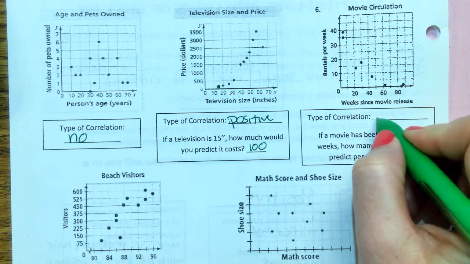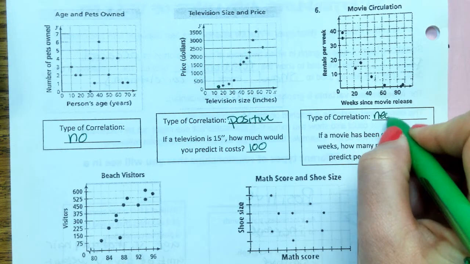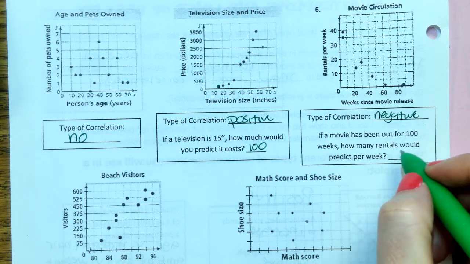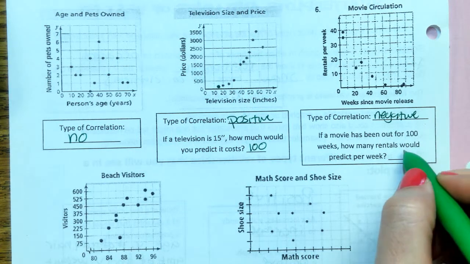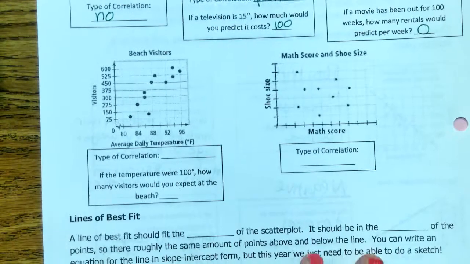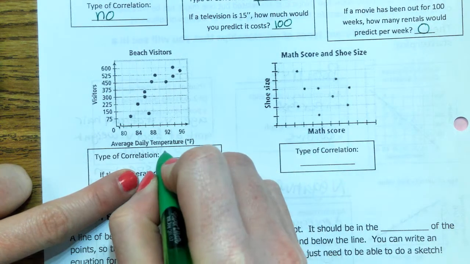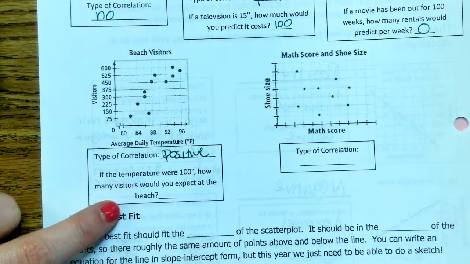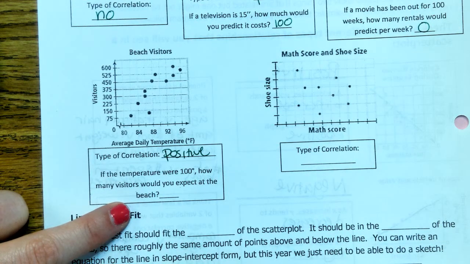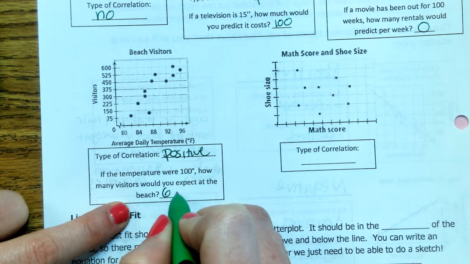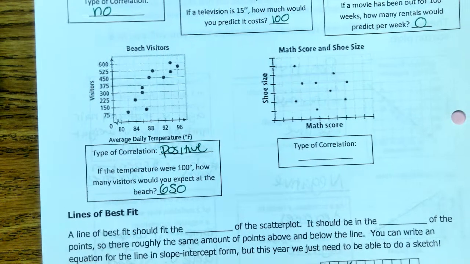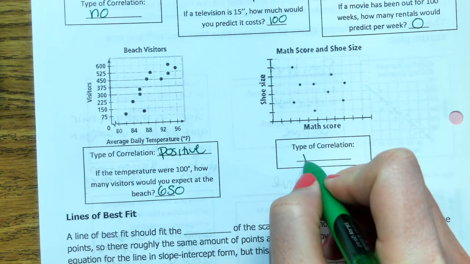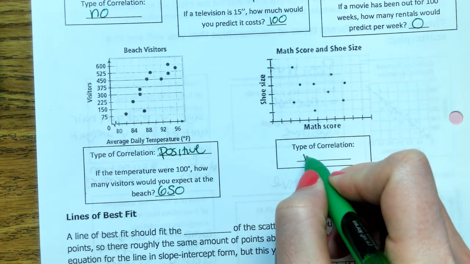Alright, what's the next correlation? Negative. And if a movie has been out for 100 weeks, how many rentals do you think it will get? 0. What's the next one? And if the temperature was 100, how many visitors would be at the beach? 628.75. You can't have a decimal because they're people. Alright, and what's the last one?